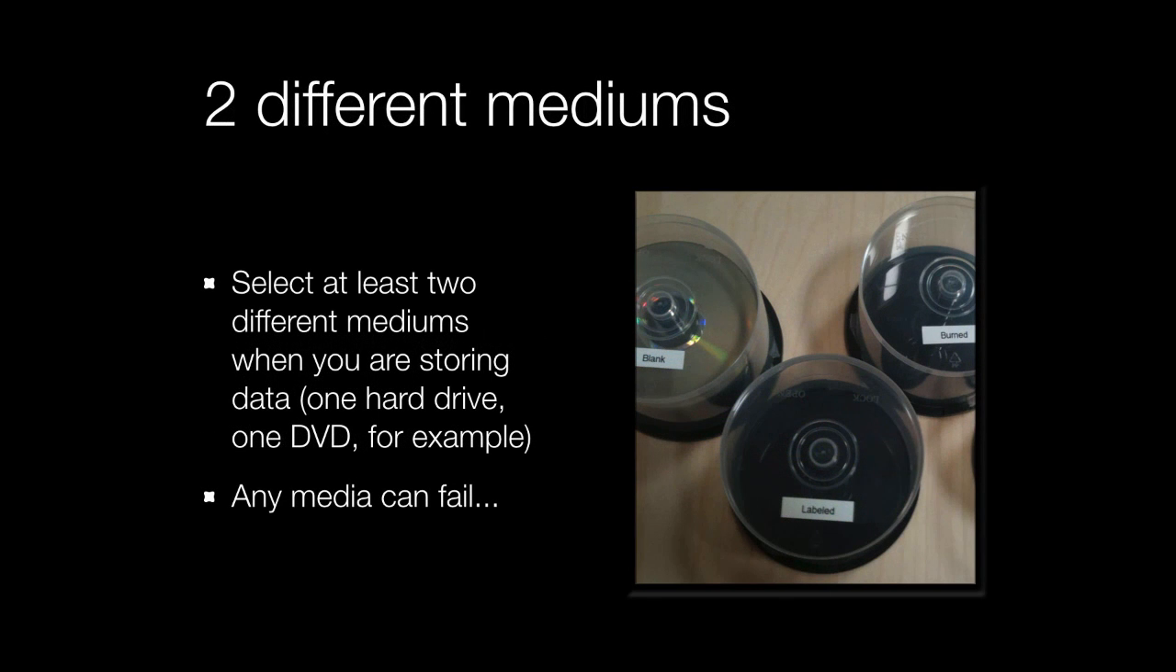Right? Then we get to 2. You want those copies on 2 different media devices. Right? You want it on a hard drive and you want it on a flash drive. You want it on a hard drive, you want it on a disk. Right? You want it in 2 different places. And that is because any media can fail. You say, well, wait a minute. If I burn it to a disk, it's pretty hard to make that fail.